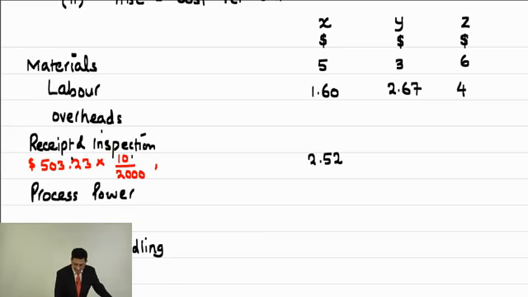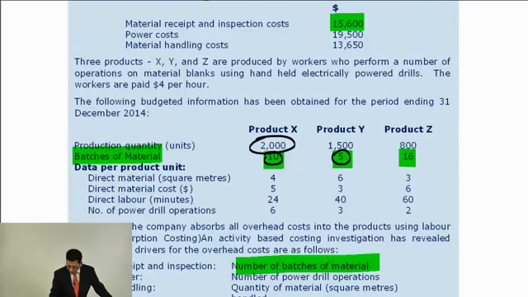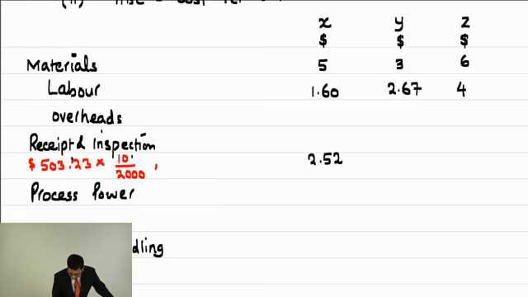Now exactly the same way for the product Y. How many batches are used for Y? 5. So multiply by 5 batches divided by 1,500 units. So the idea is to use the total drivers as a denominator first, and then multiply back by the same number of drivers for each product, consumption basis.